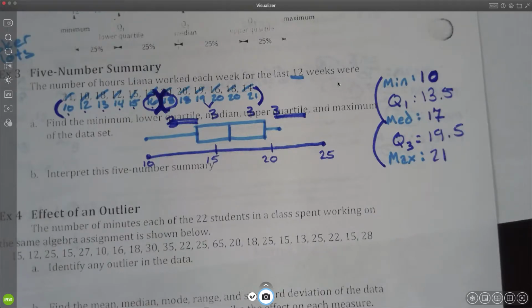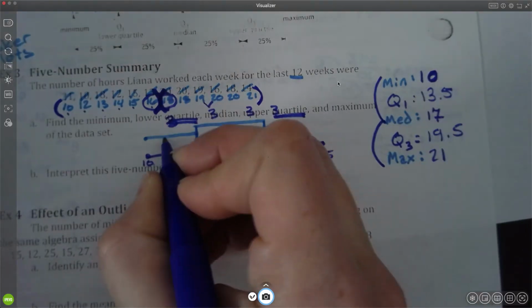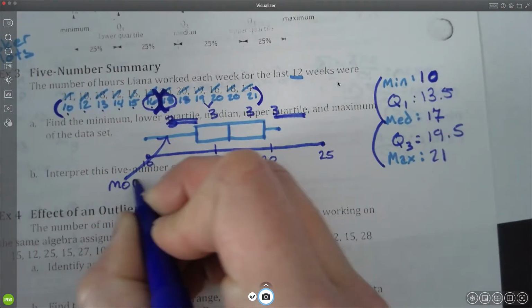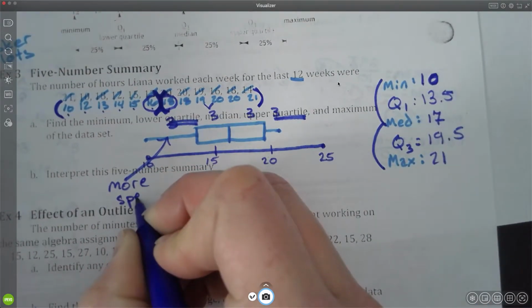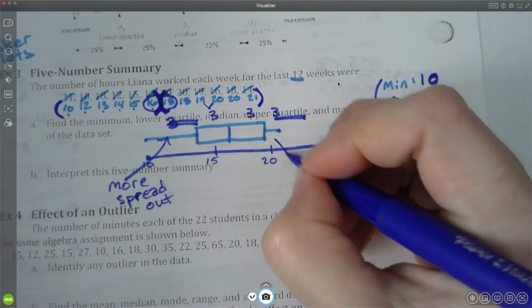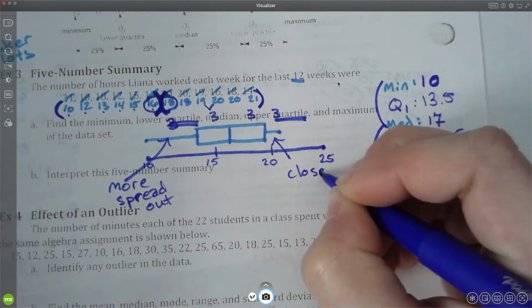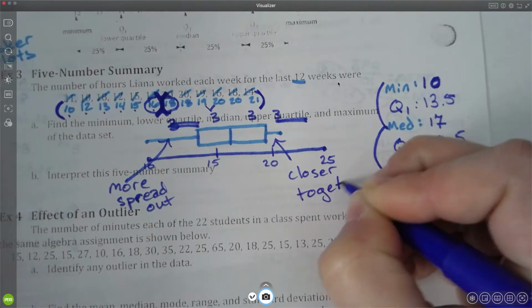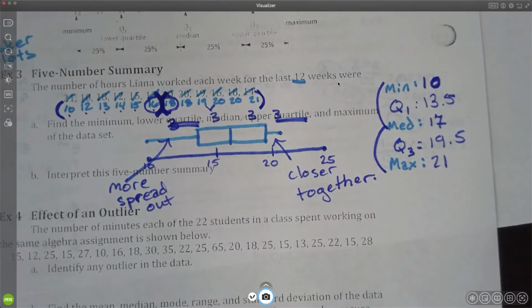So what's true about these numbers in comparison to those numbers? These numbers are more spread out, right? More spread out. These guys are closer together. Does that make sense? So it's not that there's more numbers here, it's that these numbers are more spread out.